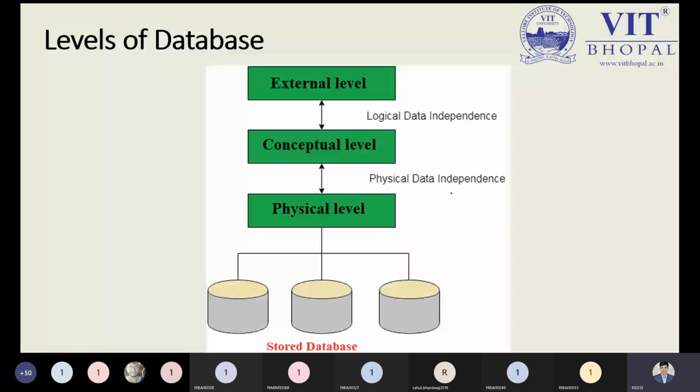Sir, can you explain the external level? External level means the view level. So it's only the name. It's only a different name. It's a naming convention, nothing else special.